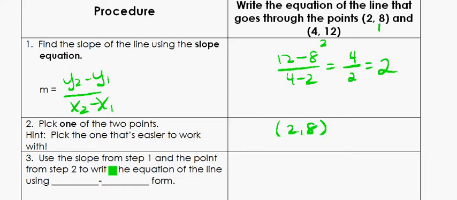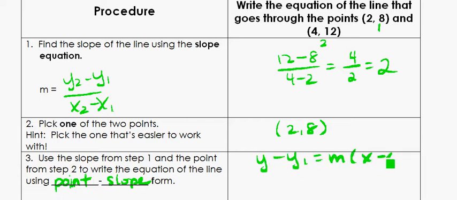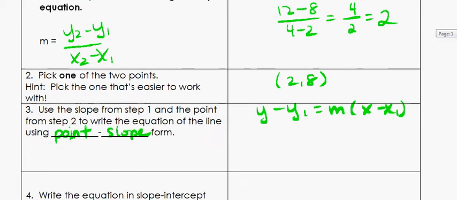We're then going to use the slope from step 1 and the point from step 2 to write the equation using point-slope form. Point-slope form is y minus y1 equals m times the quantity x minus x1. So we're going to fill in y minus our y value, which is 8, equals our slope, which we calculated to be 2, times x minus our x value, which is also 2.